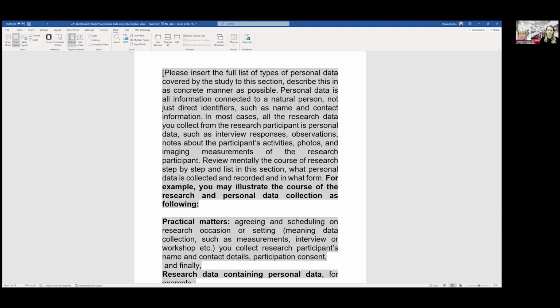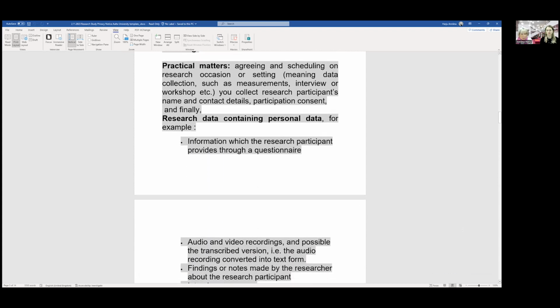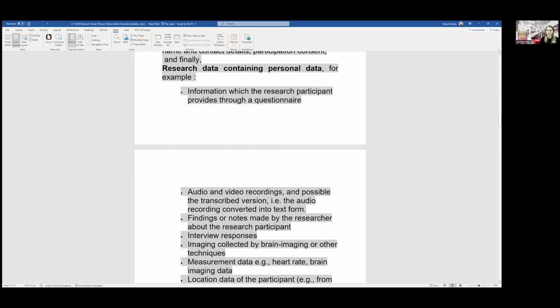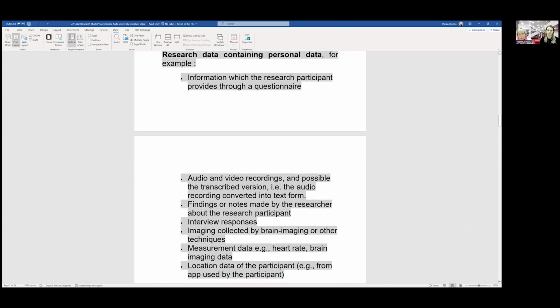Then you have the consent form. We will talk later about that. And then, so first, the practical matters already require using personal data. And then you describe the research data containing personal data. And that can be, for example, questionnaire answers, interview answers.